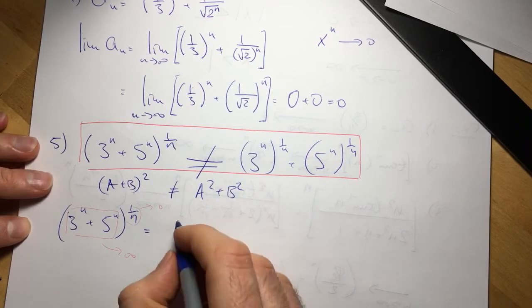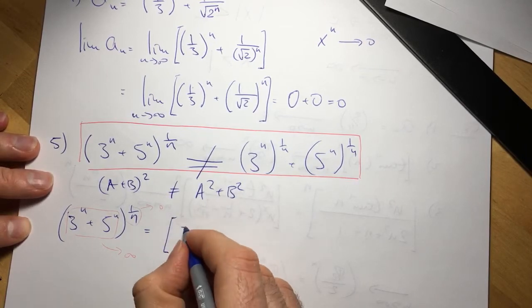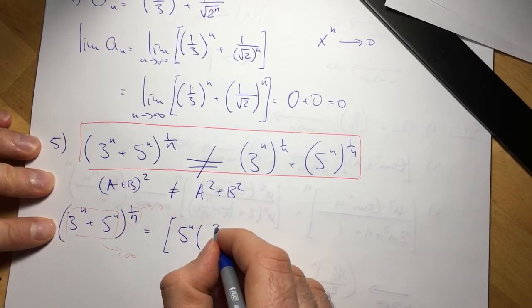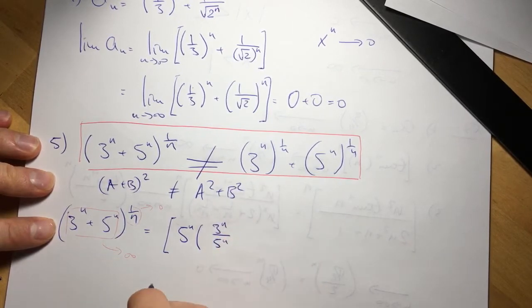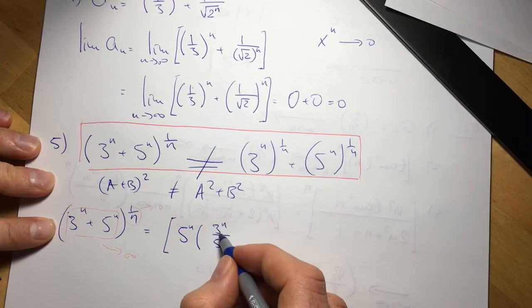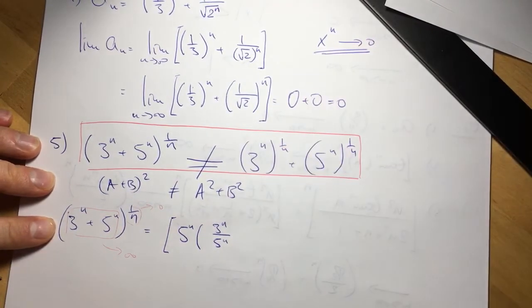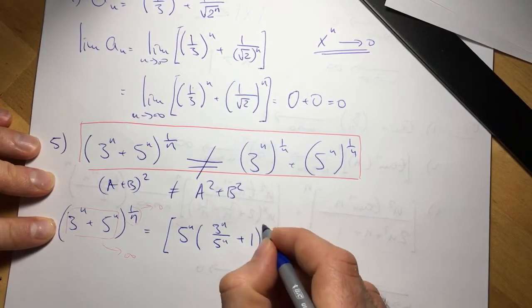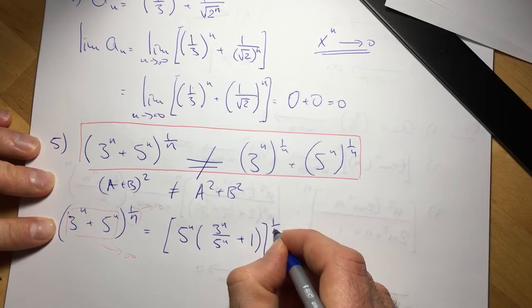Anyhow, what can we do? Well, I can factor 5ⁿ within the base, and then I have 3ⁿ over 5ⁿ, and then very soon you should recognize that this is (3/5)ⁿ, whose limit I know. It's going to be 0, right? Plus 1, and that is to the power of n.